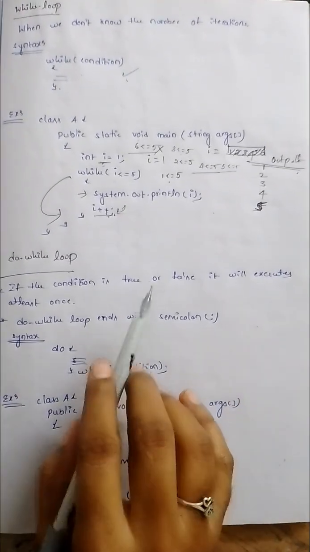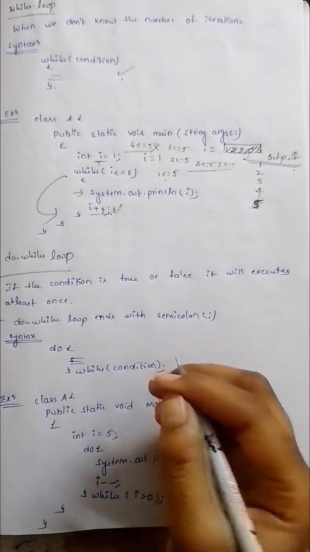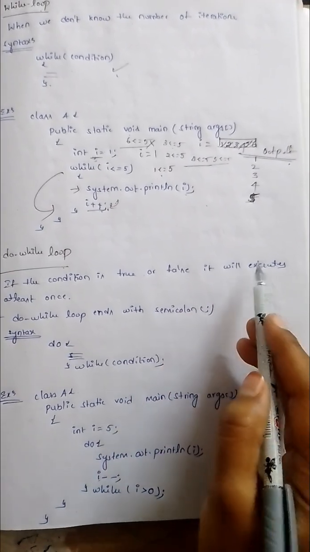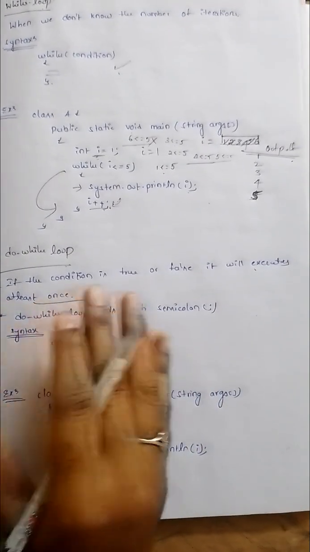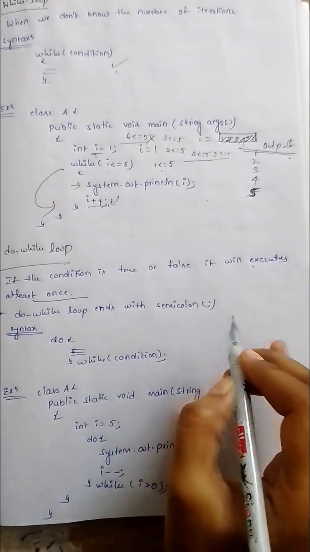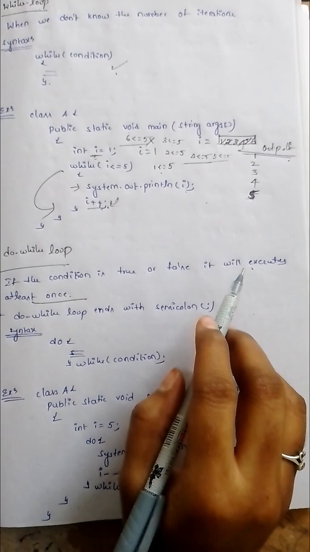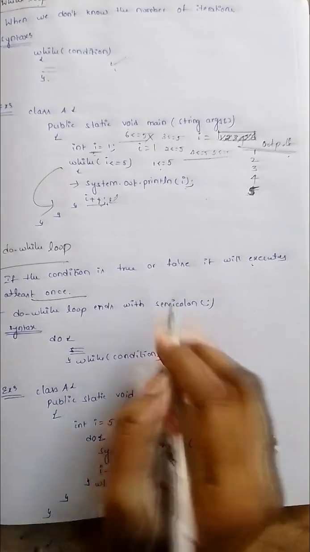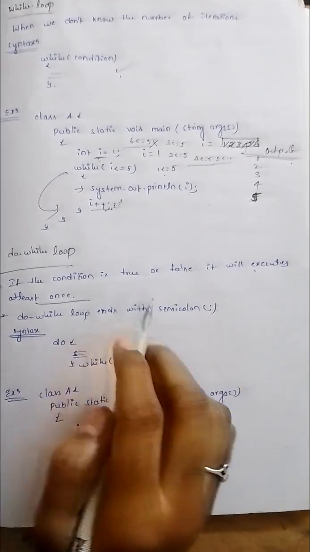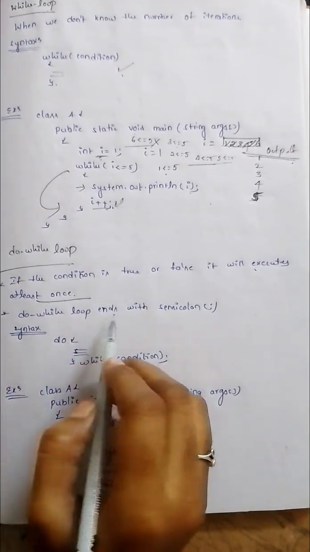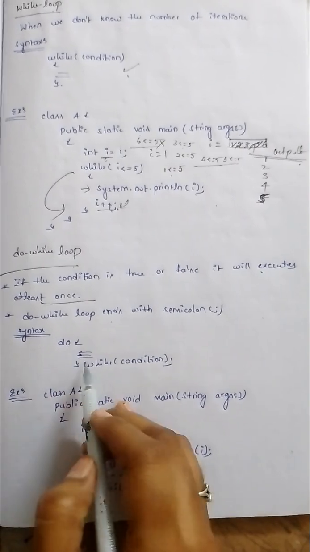In do while loop, if the condition is true or false, it will execute at least once. In for loop and while loop, only if a condition is true is the loop executed. But in do while loop, whether the condition is true or false, it will execute at least once. Do while loop always ends with a semicolon.